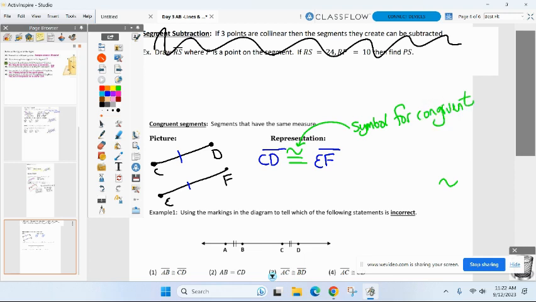There's your symbol for congruent. Do not write this on your notes. I have a problem and I need your help with. Let's say I have a diagram that already has these two segments congruent. In addition to that, that diagram also has another two that are congruent, but they're not congruent to the other two.